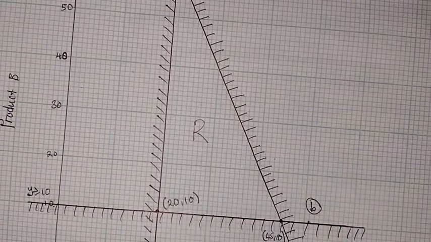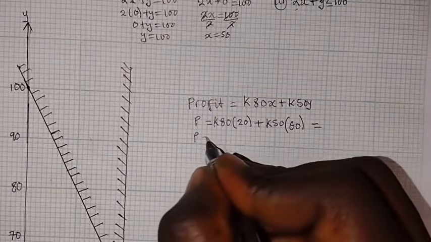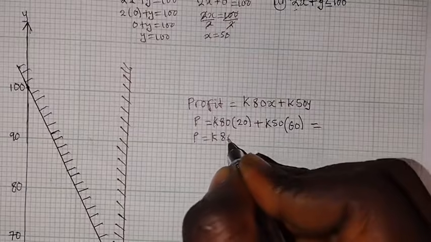Again, we are going to pick this one, 20, 10. I'll do the same. I'll just write profit equal to, so again I'll write 80.